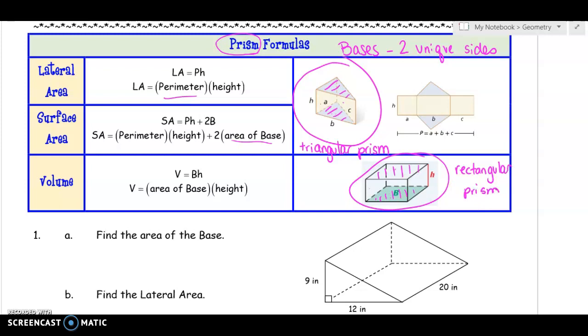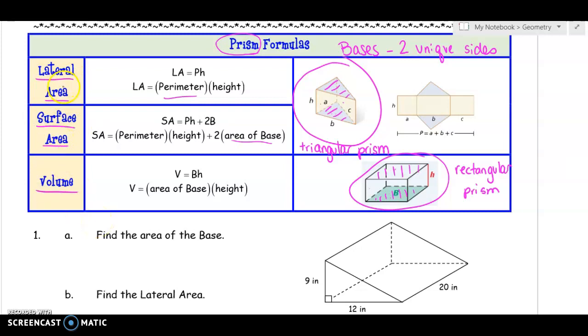And you can have other types of prisms as well. You might have a prism that has hexagons as the bases. A hexagonal prism is what it would be called. Different things like that. And what we're going to be doing is finding the lateral area, the surface area, and the volume of these things.